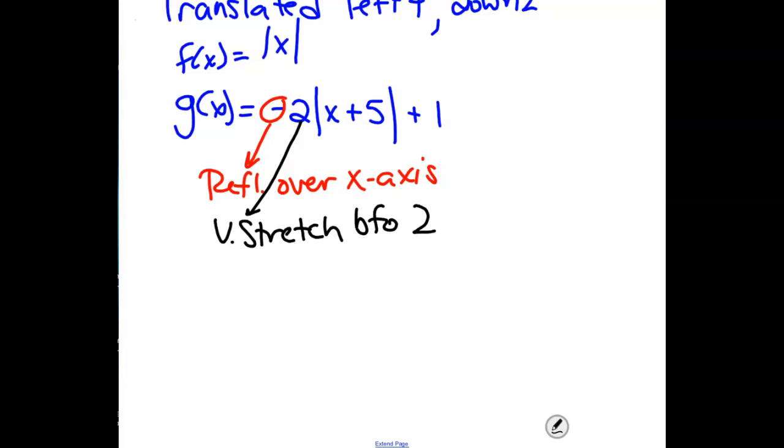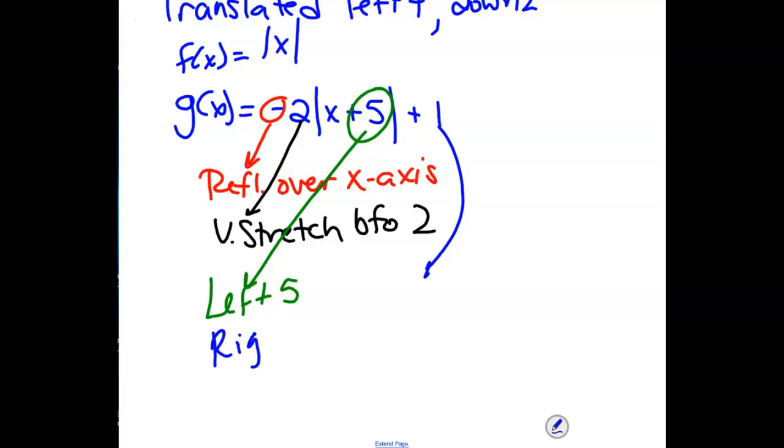Then what does the 5 do? The +5 is going to move it left 5, and the +1 goes right 1. I'm sorry, yes, up 1. Thank you. Okay, yes?